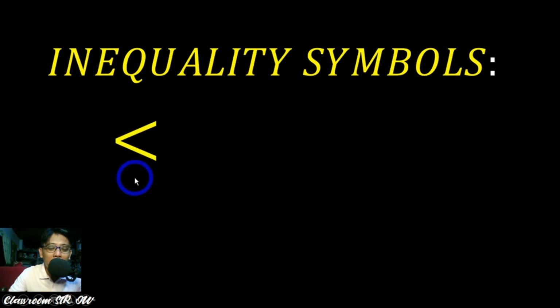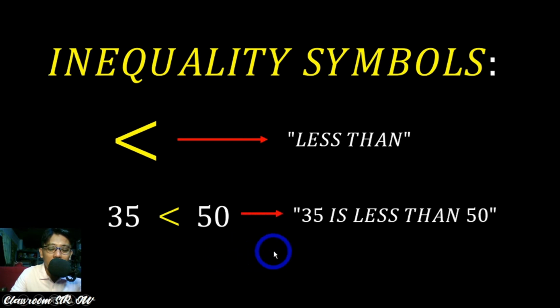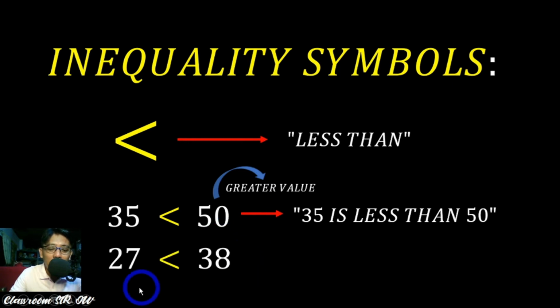Another symbol is this one. This is what we call less than. So take for example, 35 is less than 50. So this is read as 35 is less than 50. So if you notice in this symbol less than, the greater value is at the right side, which is 50. So another example, say 27 is less than 38.